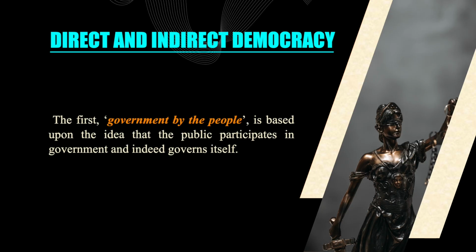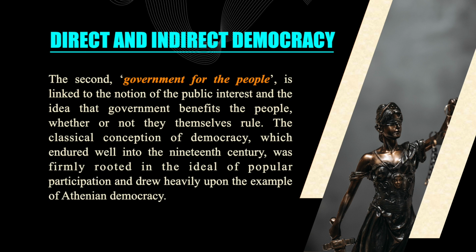The first, government by the people, is based upon the idea that the public participates in the government and indeed governs itself. The second, government for the people, is linked to the notion of the public interest and the idea that the government benefits the people, whether or not they themselves rule. The classical conception of democracy, which endured well into the 19th century, was firmly rooted in the ideal of popular participation and drew heavily upon the example of Athenian democracy.